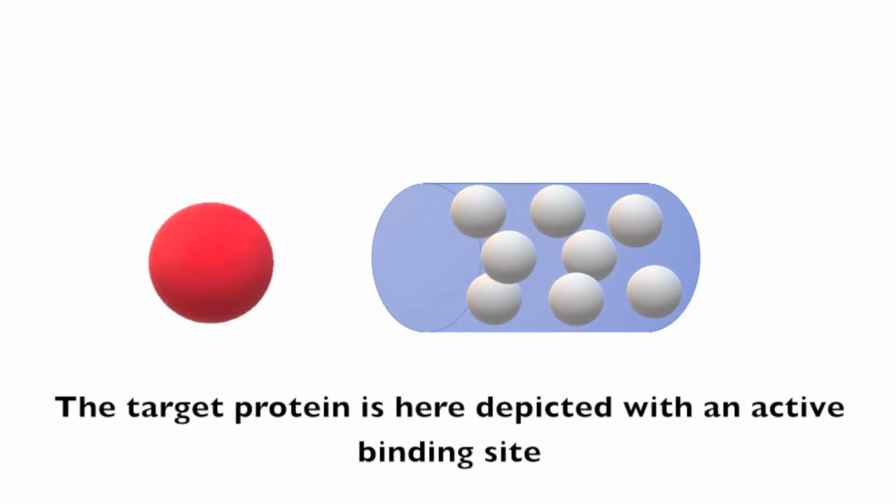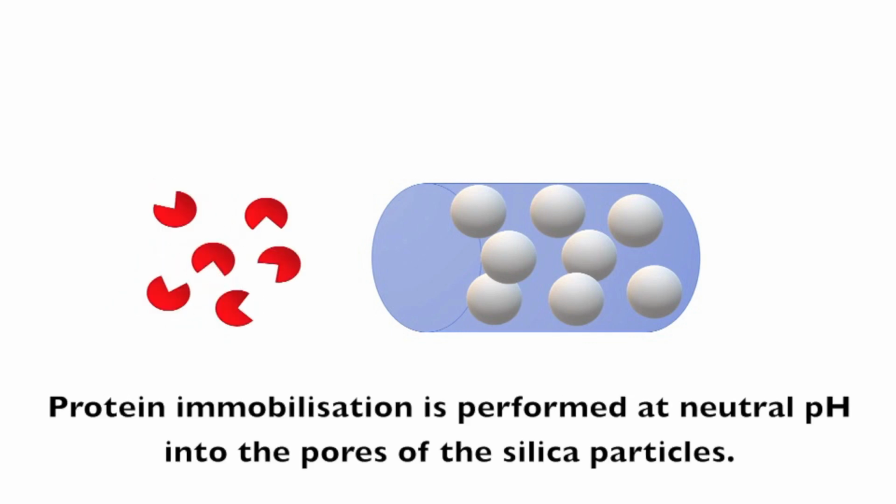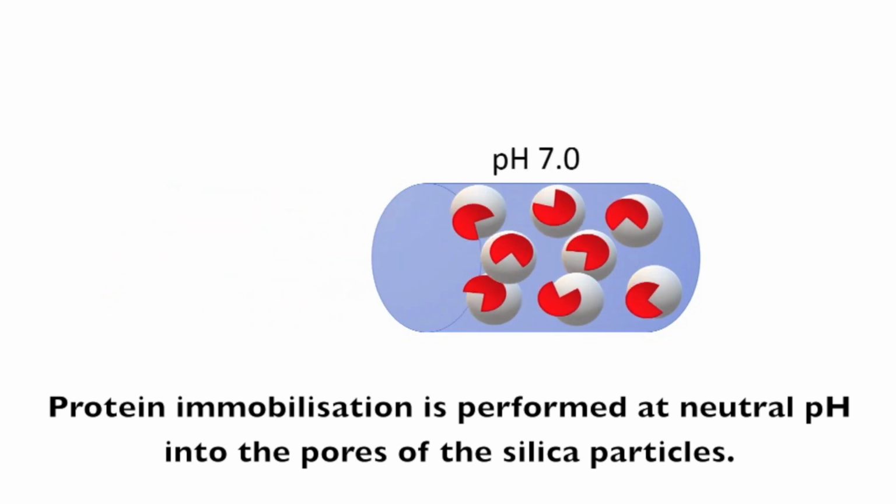The target protein is here depicted with an active binding site and lysine residues present on the protein surface that are used for protein coupling. Protein immobilization is performed at neutral pH into the pores of the silica particles.